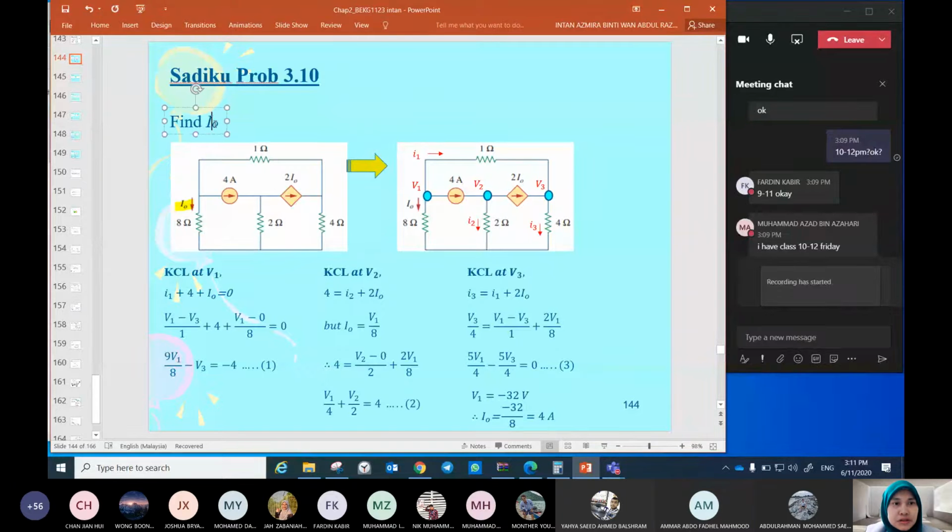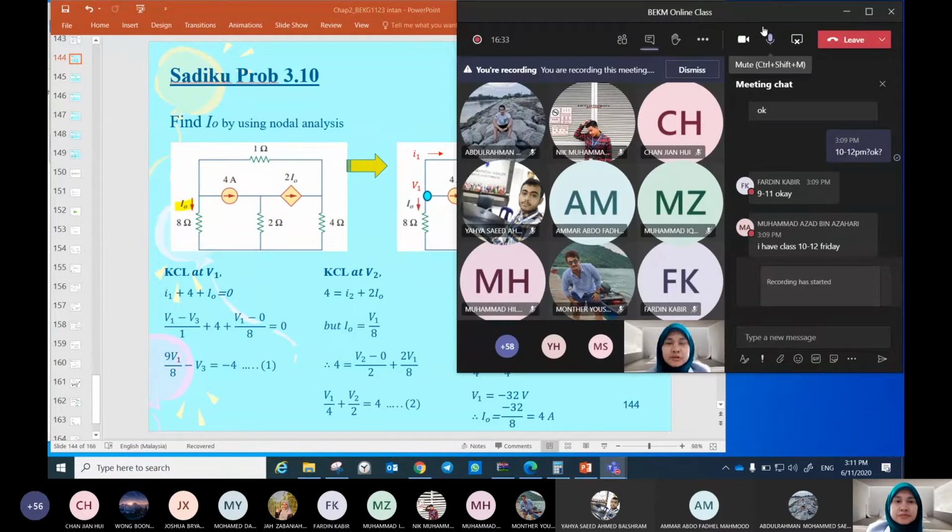Okay, by using nodal analysis. The first step is to determine the nodes. We found that we should have 3 nodes here: V1, V2, and V3.